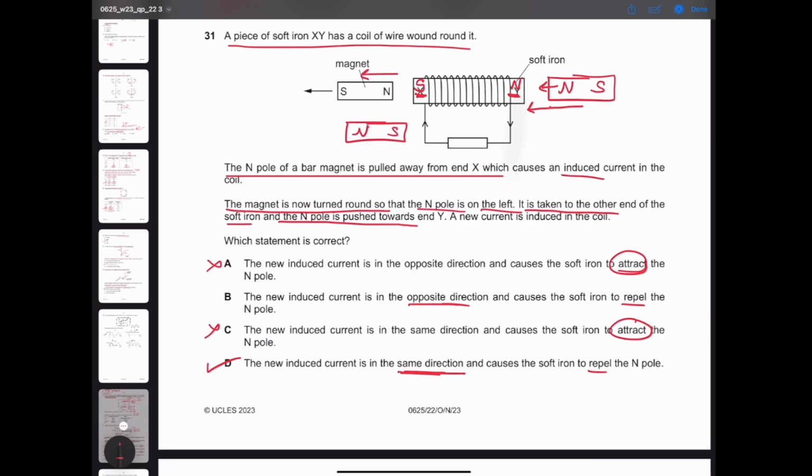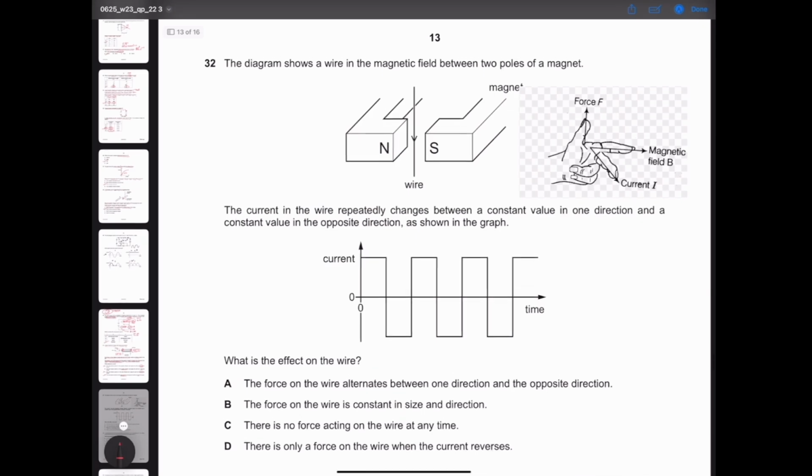If the alignment of the poles in the solenoid changes, then the current changes. But it was the same earlier. It was south pole towards the left, and currently also south pole towards the left. So there is no change, same direction. Answer is D. Question number 32.